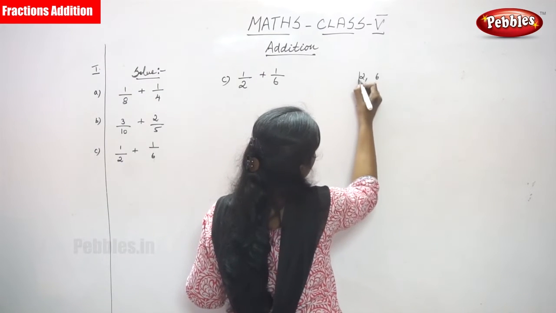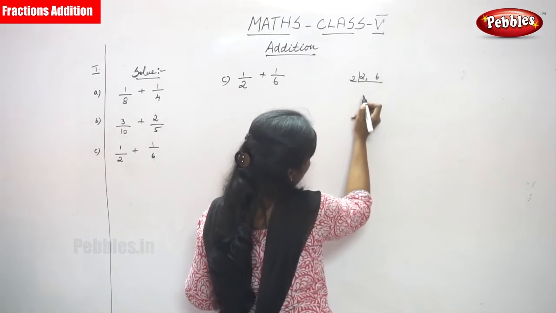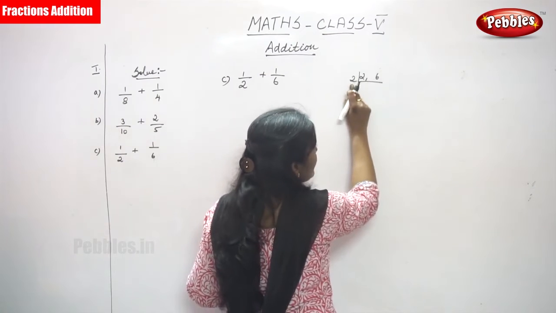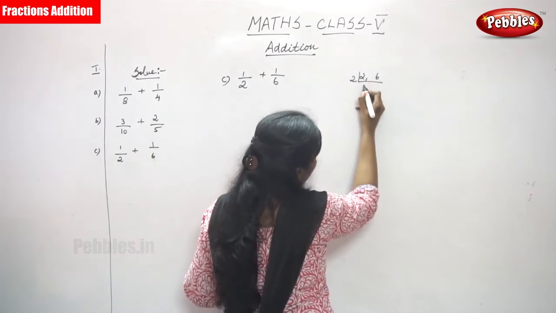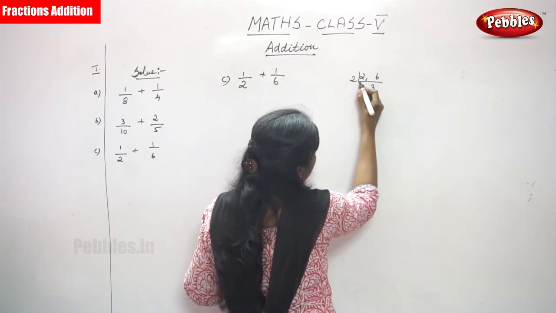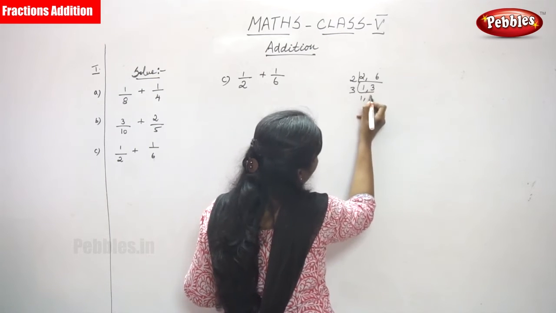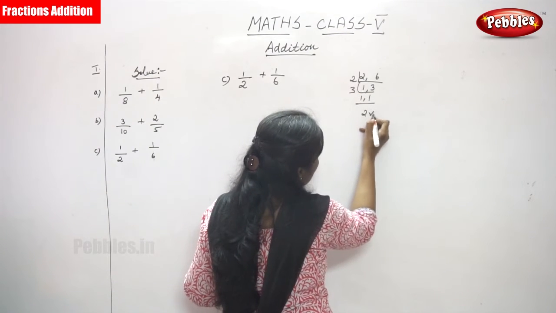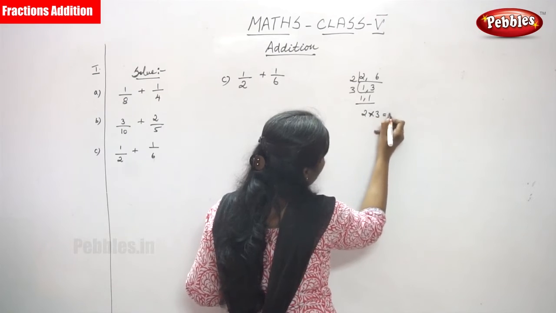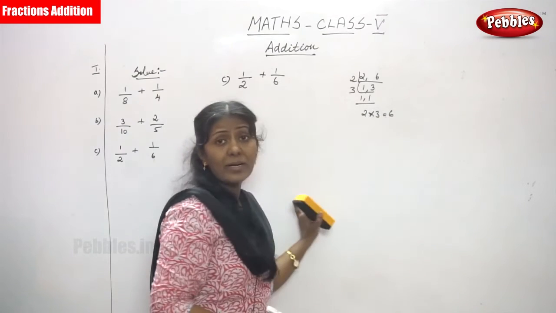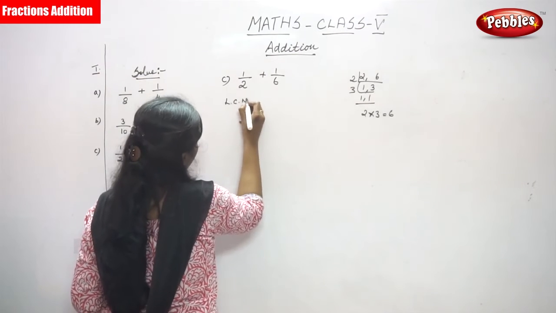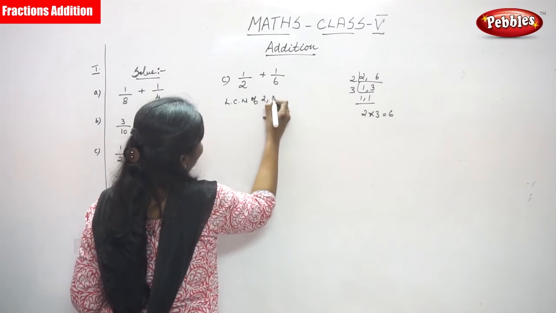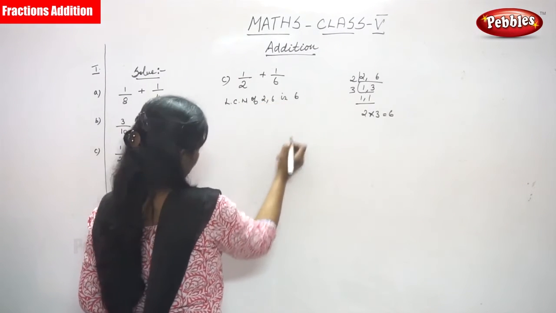2 comma 6. So the common divisor is 2, because both numbers are divisible by 2. So 2 divided by 2, you get 1, and here 6 divided by 2 is 3. So again I have to take 3. So 1 and 1. So the answer is 2 into 3, that is 6. 6 is the LCM. So the lowest common multiple of 2 comma 6 is 6.